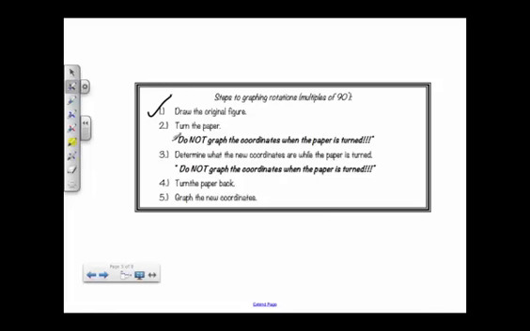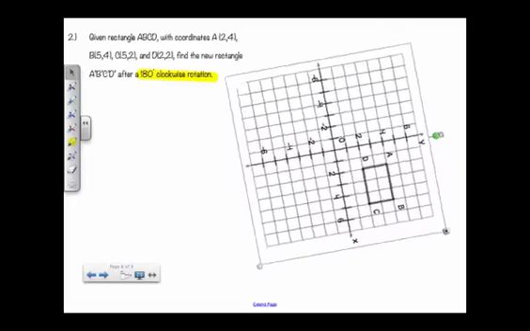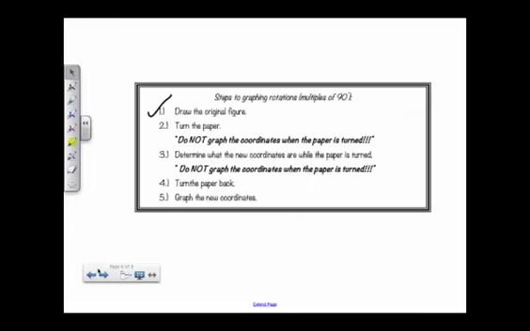Okay. Step 2 asks you to turn the paper, but do not graph the coordinates when the paper is turned. So again, I literally want you to take your paper and turn it 180 degrees, which is really just upside down. Remember, 180 degrees is like 2 of these quarter turns that we're doing right here. So I've done that. Step number 3 asks us to determine what the new coordinates are while the paper is turned.